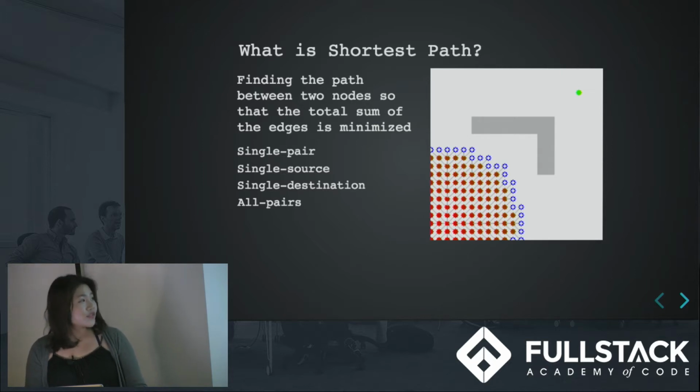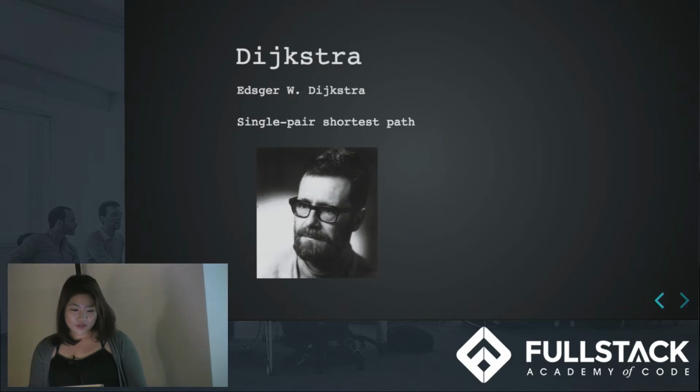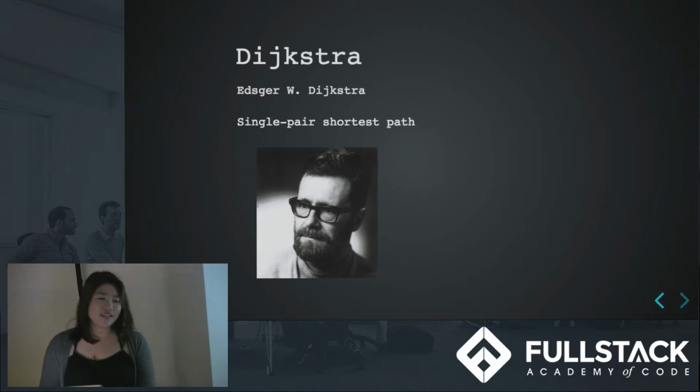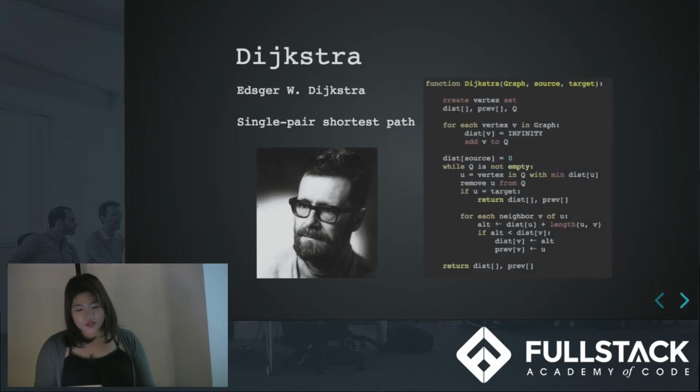So the very first algorithm is Dijkstra's algorithm. It was conceived by this man, Edsger Dijkstra. He's a Dutch computer scientist, in 1956. And we can kind of think about him as the father of shortest path. So here's the pseudocode, but we're actually just going to walk through an example because it'll be a lot easier to see how this algorithm actually works.